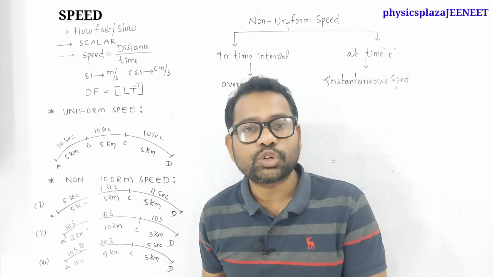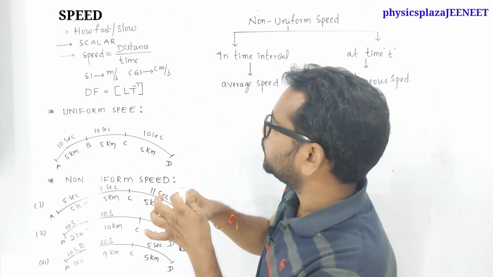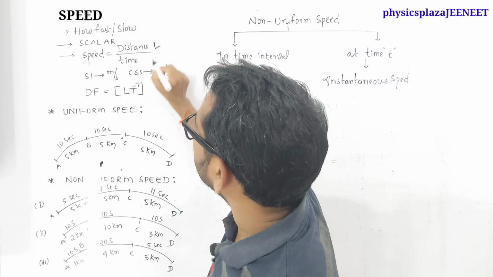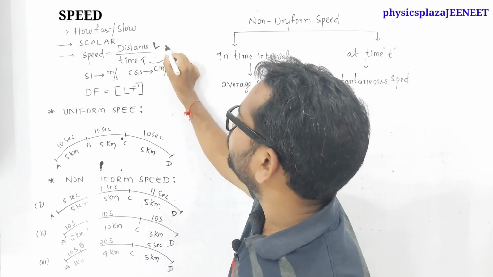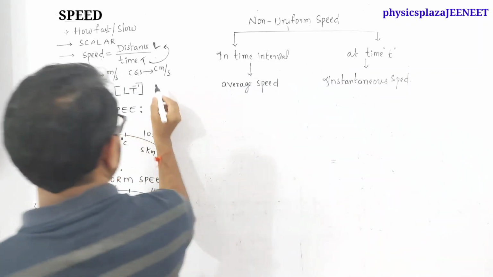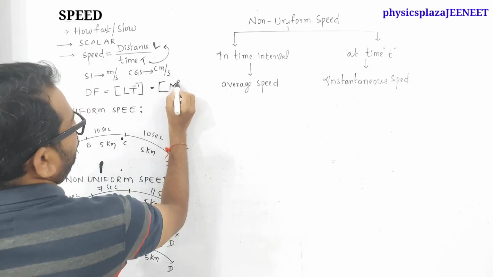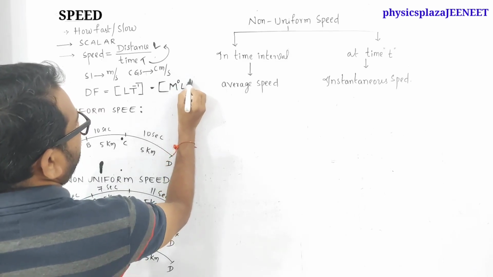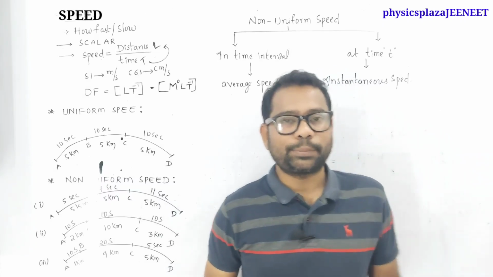Now the dimension formula. Distance is a length, so it is L, and time is T, so L by T. T goes to the numerator, so it becomes L T inverse. This can also be expressed in the general way as M⁰ L T⁻¹. Clear? Fine children. Now let us talk about the types of speed.